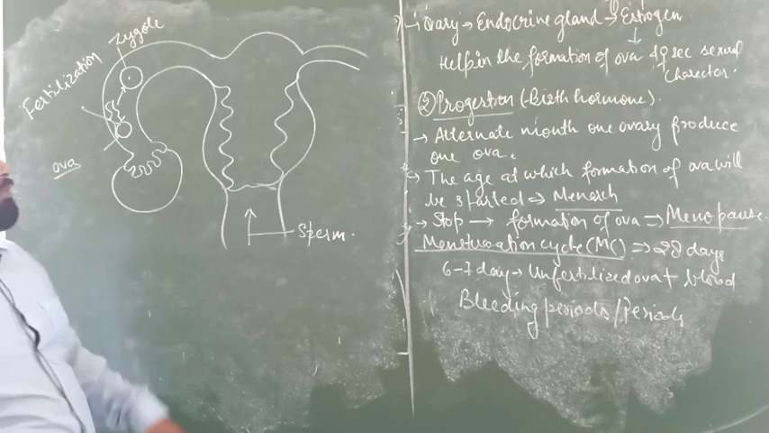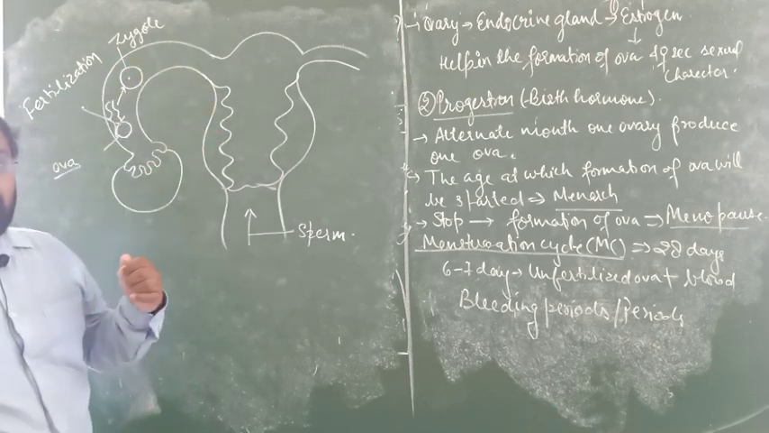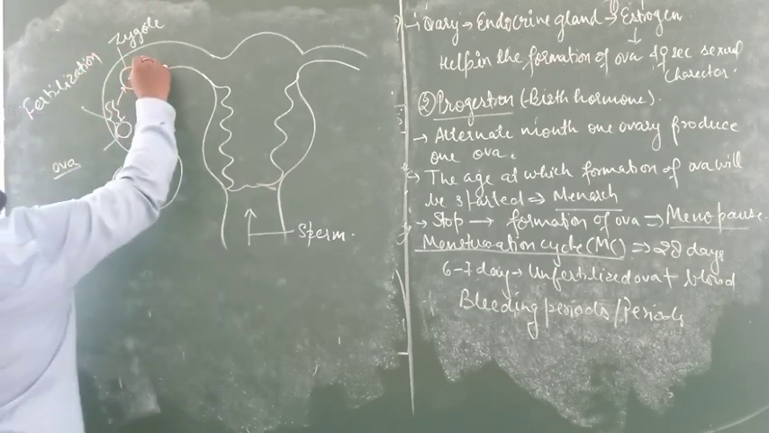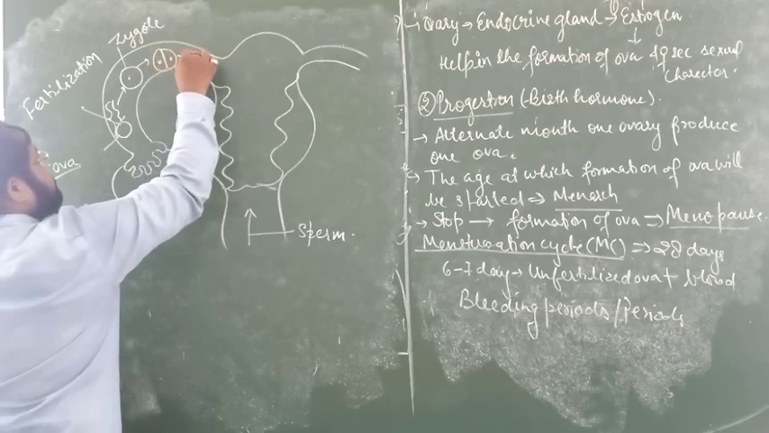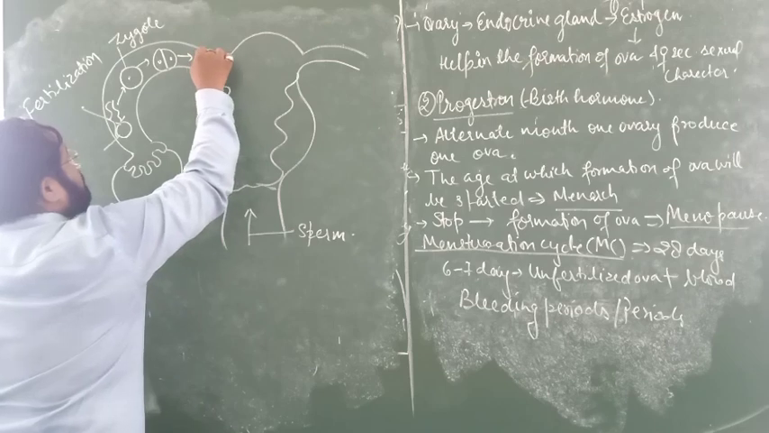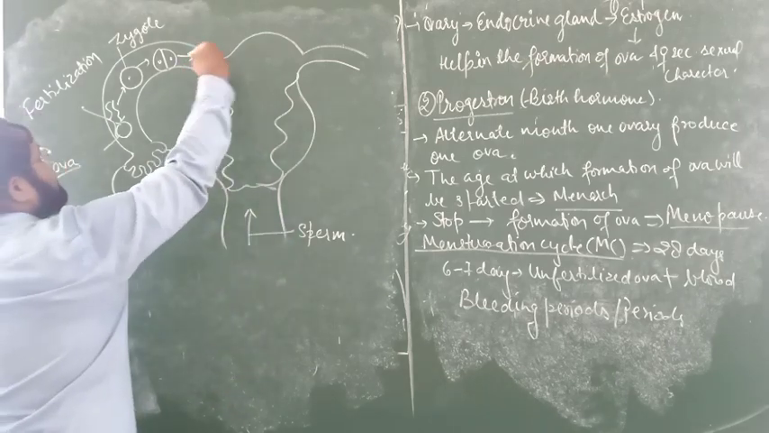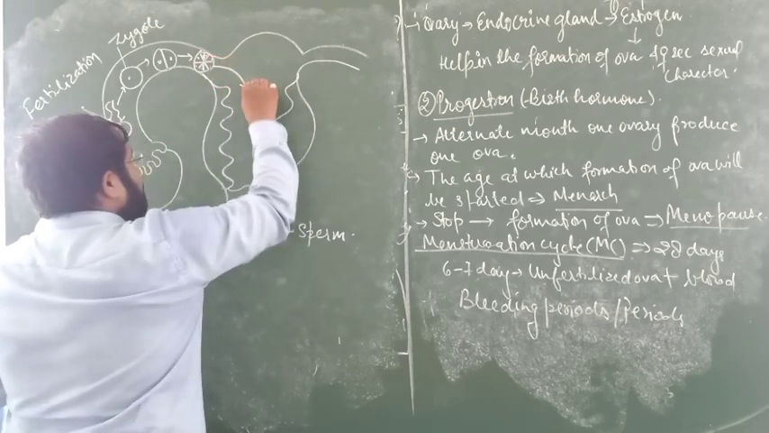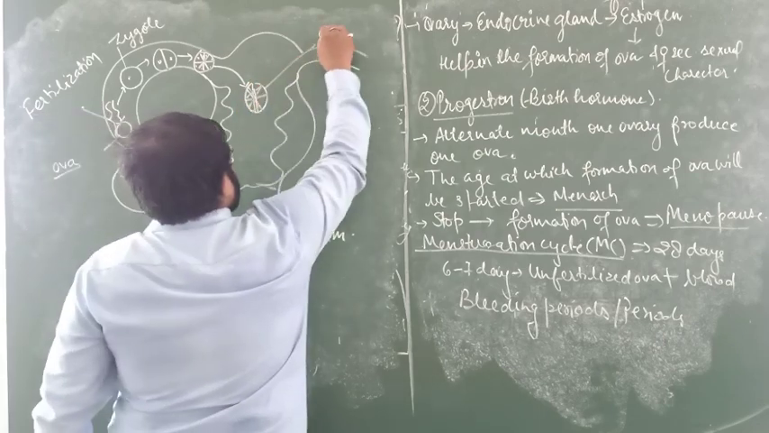Is it the oviduct or the fallopian tube? This is the most important question that will be asked in the examination. And there will be zygote formation. After the zygote develops, there will be divisions, that is morula, blastula, and so many stages, but okay. Later that zygote will develop into the embryo. Suppose this structure is called the embryo.